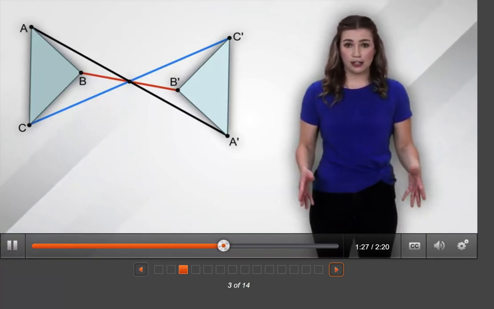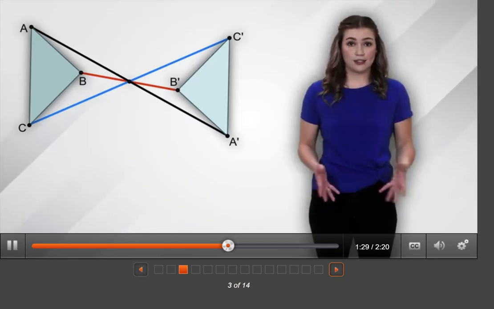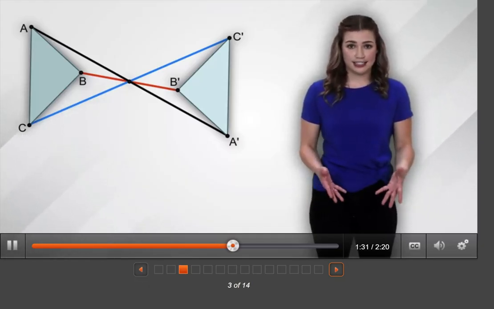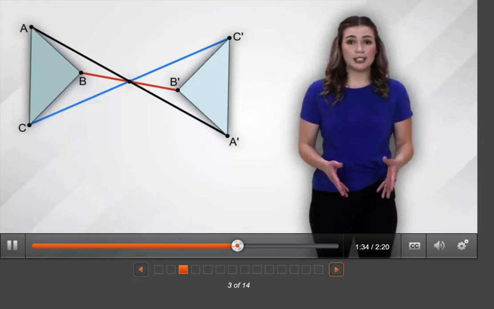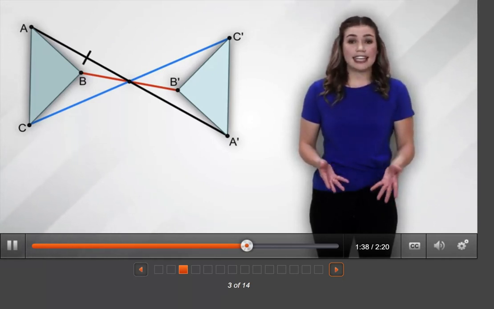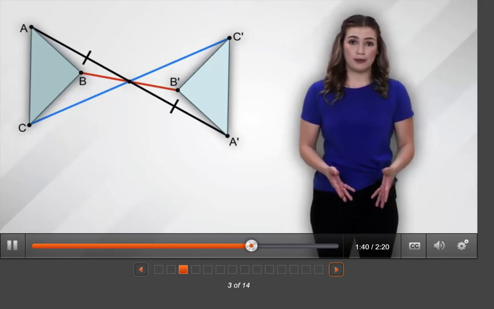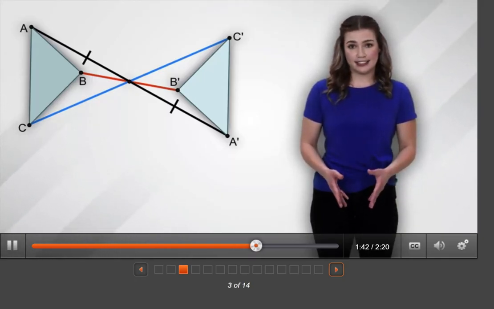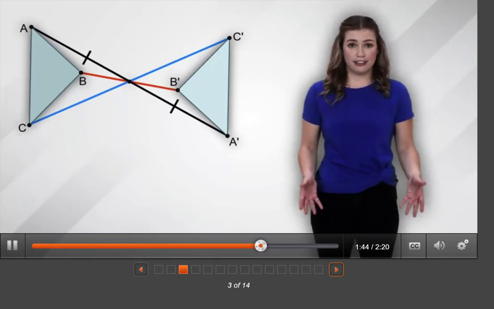These line segments are not congruent. They're not all the same length, nor are they parallel as with translations. However, the distance between each point on the pre-image and the center of rotation, so this, for example, is the same as the distance between the corresponding point on the image and the center of rotation. This is true for any point on the figure.